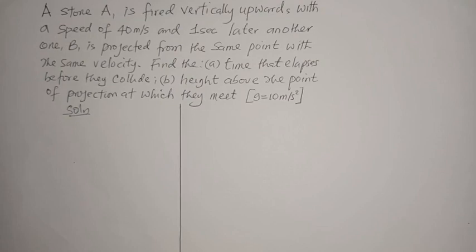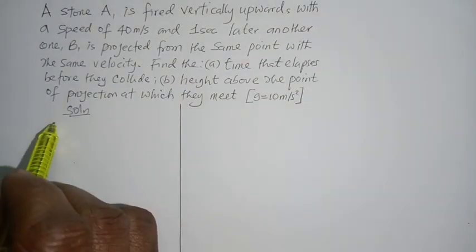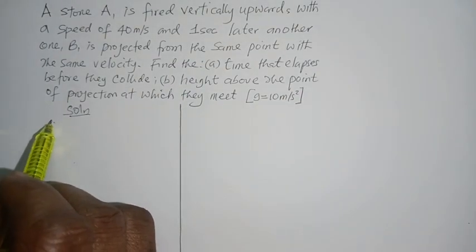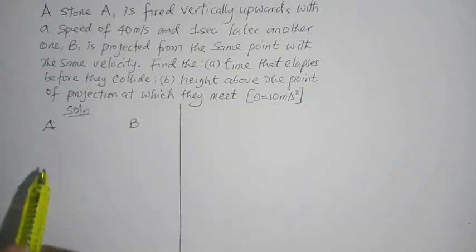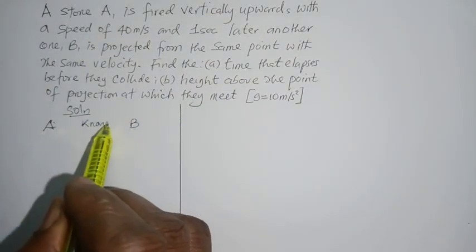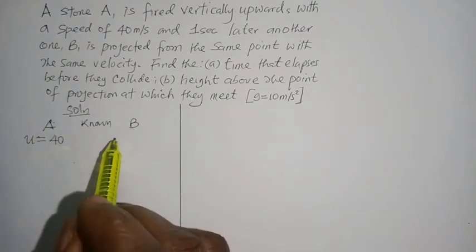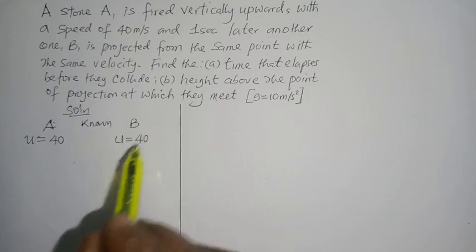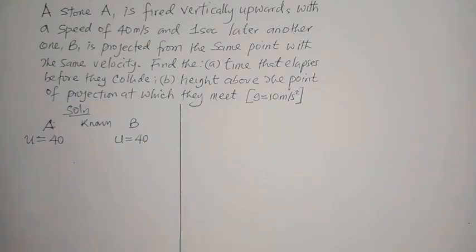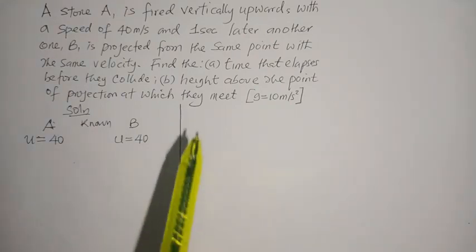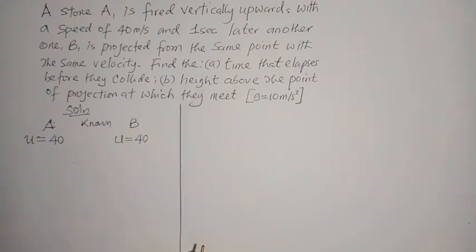Now let's write down the known parameters. Let's divide it for A and for B. The known for A is the initial velocity, which is 40. That of B is also 40 because both stones were projected with the same velocity. Now let's look at the time. 1 second later, that is when B was projected, which means that stone B is trailing behind stone A.